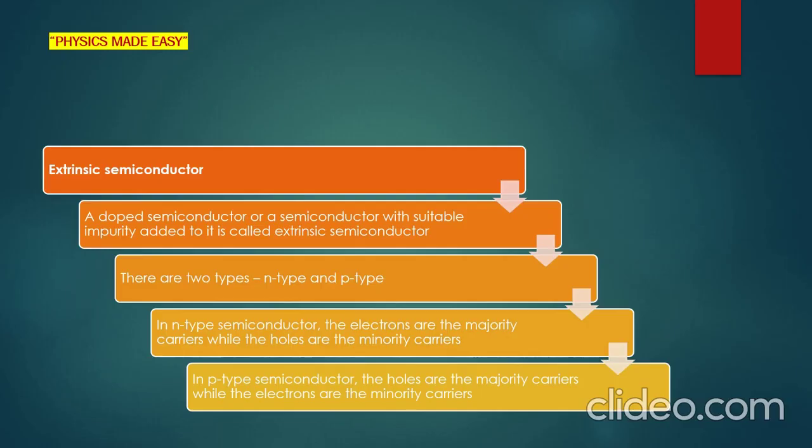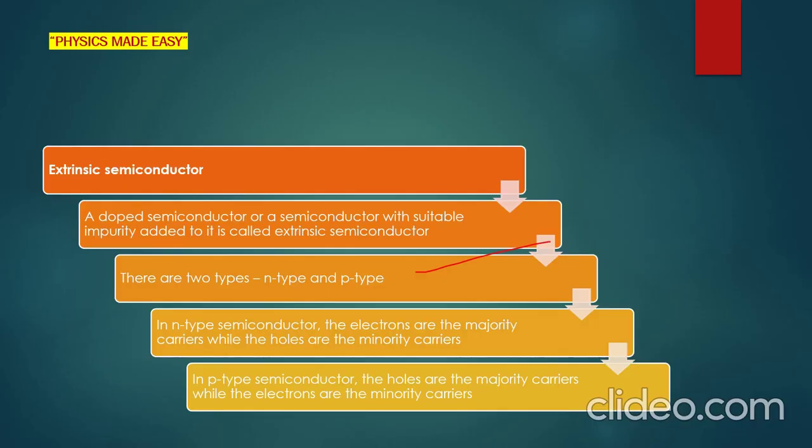Extrinsic semiconductors are not at all pure. These are semiconductors which are made by doping a pure semiconductor with an impurity. They are of two types, N-type and P-type. In N-type semiconductors, the electrons are the majority carriers while the holes are the minority carriers.